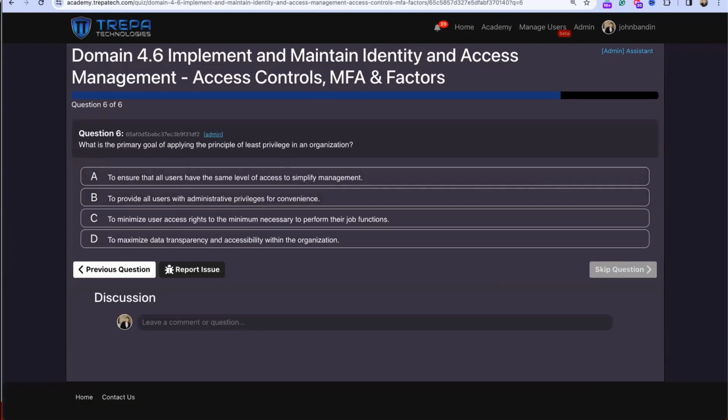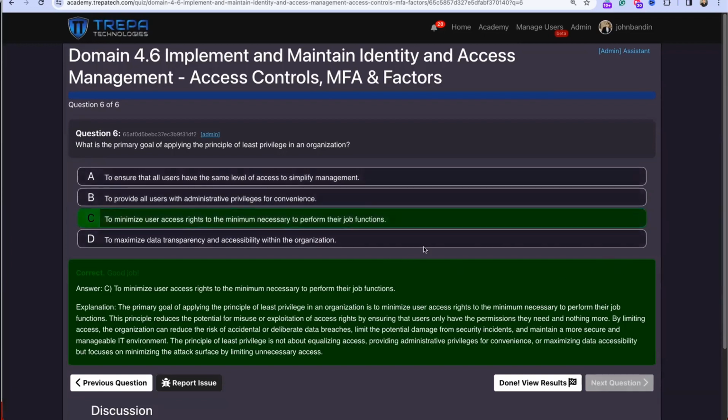Question 6. What is the primary goal of applying the principle of least privilege in an organization? It's going to be C, to minimize user access rights to the minimum necessary to perform their job functions.